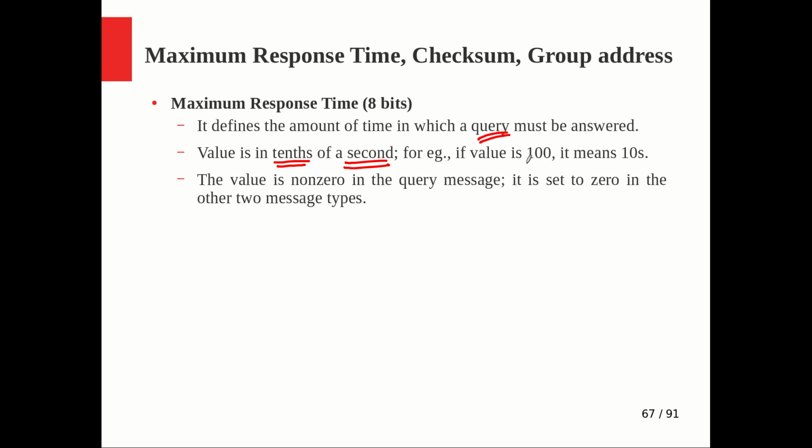For example, if the value is 100, the actual value is 10 seconds, right? Here the unit is 1/10 of a second, so that is why it is divided by 10. I hope you get the meaning. The value is non-zero in any query message. For a query message, we are supposed to give a particular timeout, some value there, and once that value expires, we are supposed to get the response back. Otherwise, we will assume no one is interested.